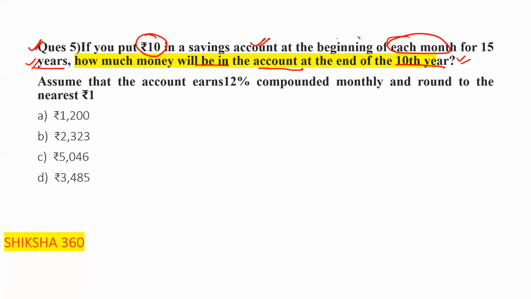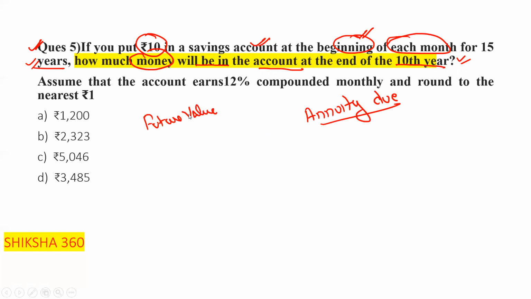Here the money is deposited at the beginning, so we have to use annuity due. Annuity due is used for the beginning. They have specifically mentioned the word beginning, so we will use the concept of annuity due. Here we have to find the future value of annuity due. The formula is A upon R into (1 plus R) power n minus 1.